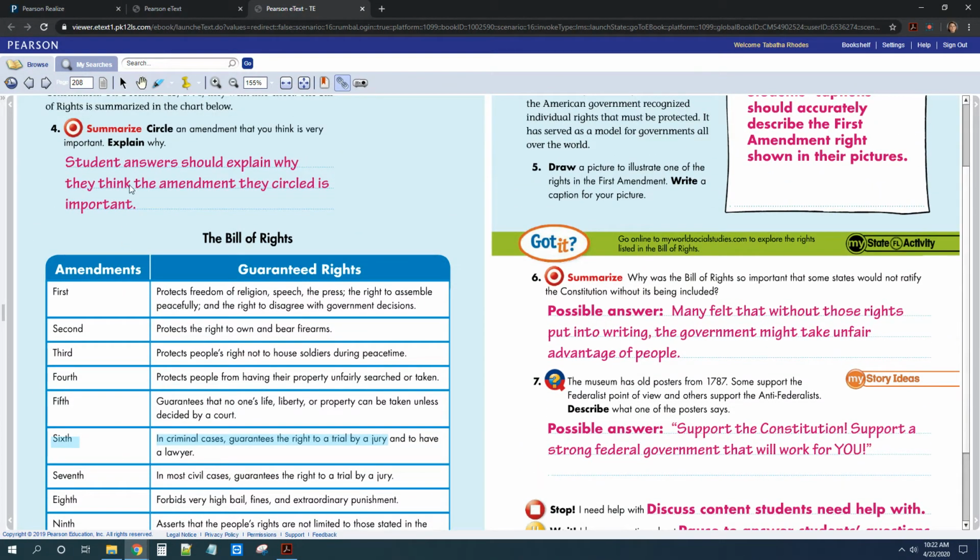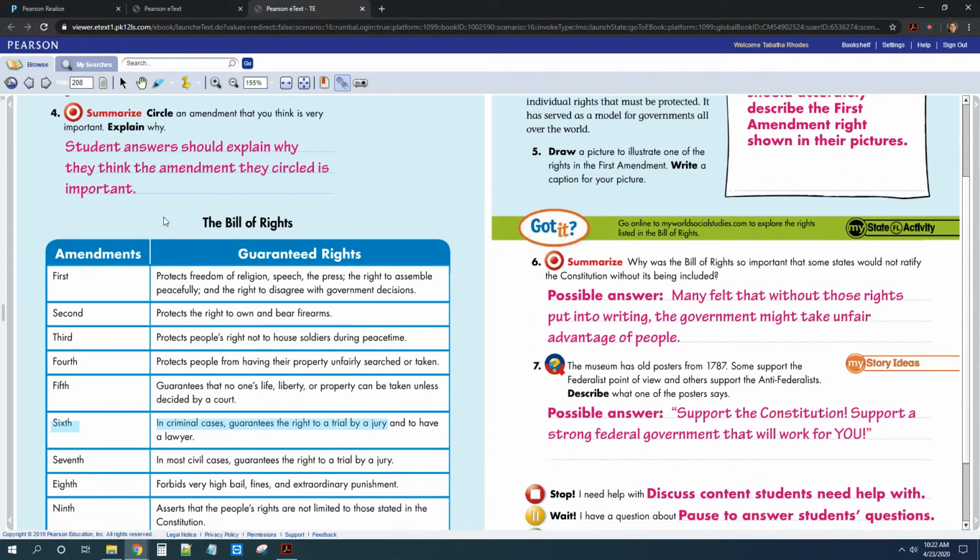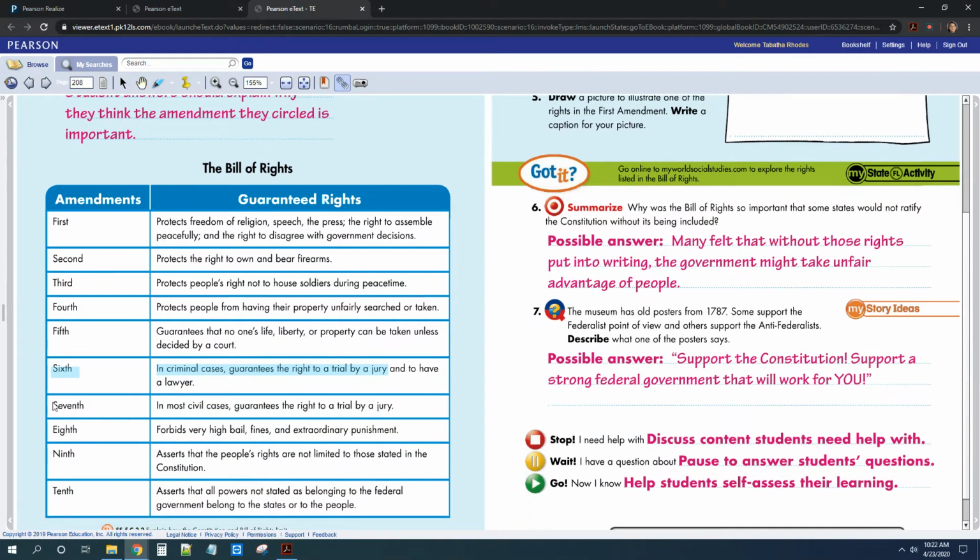And for number 4, you had to pick one of the amendments and explain why you think it's important. So there's really no right or wrong answer here as long as you picked one of these amendments and explained why you think it's important. So you might have picked the First Amendment and said, I think freedom of religion is important because I like to be able to worship and practice my religion however I want. Okay, so really as long as you picked one of these and explained why you think it's important and your explanation makes sense, then you're correct.